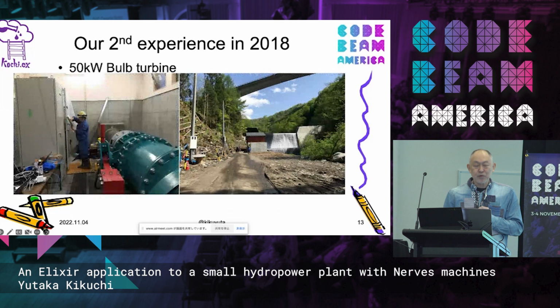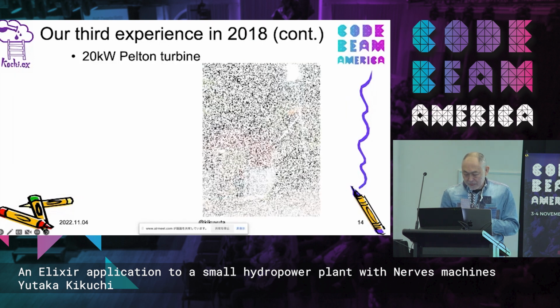I'm showing you 2 more references. This smaller one started in early 2018. It gets water from a sand trap dam. Sand trap dam, you can see in the right-hand side photo. And that already exists. It produces about 50 kilowatts with a Kaplan turbine.